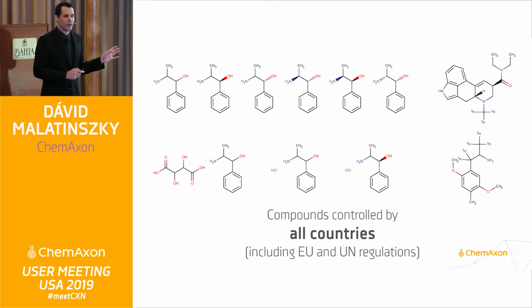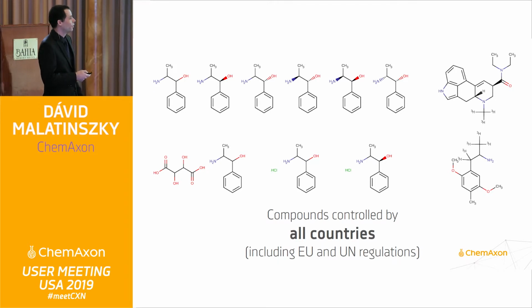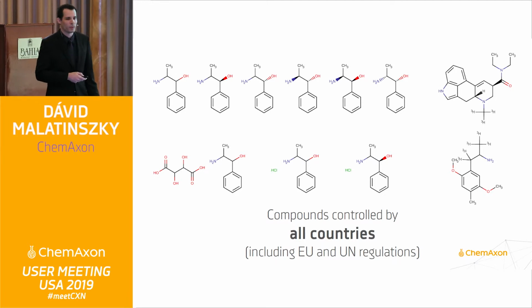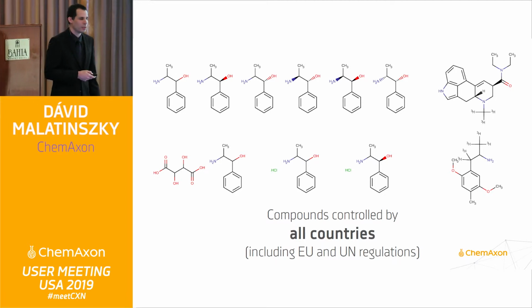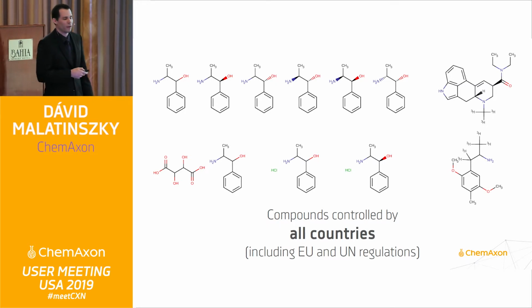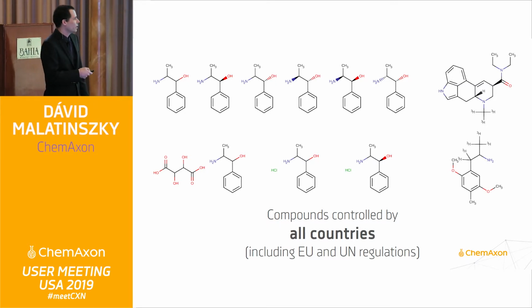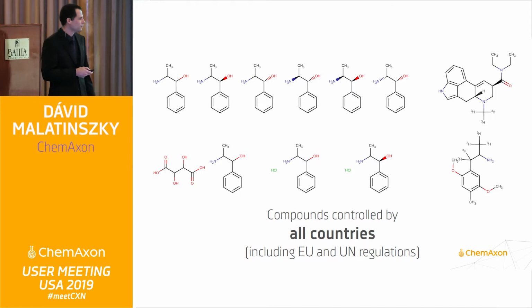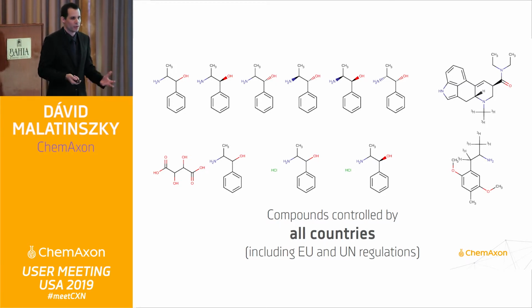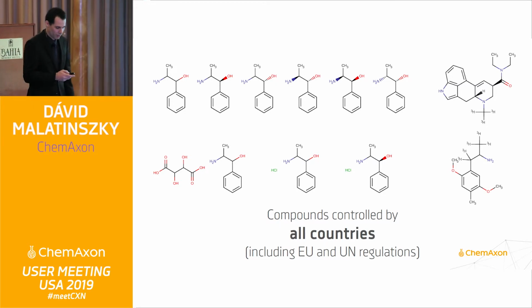These were the compounds that were controlled by all countries, all 18 countries, plus by EU and United Nations regulations. But if you look at the structures more carefully, it turns out that these are only 3 compounds, actually. The first one is the different stereoisomeric forms and salt forms of norephedrine, which is a decongestant. Then we have an isotopically labeled LSD, as well as isotopically labeled dimethoxymethamphetamine. Both are psychedelic drugs, so it's obvious why these are controlled in all countries.